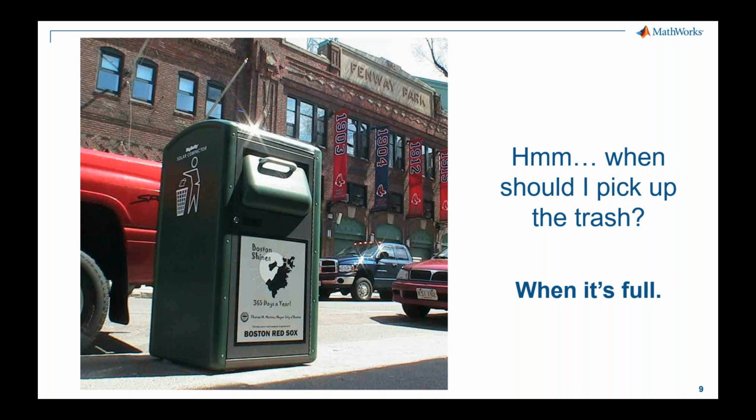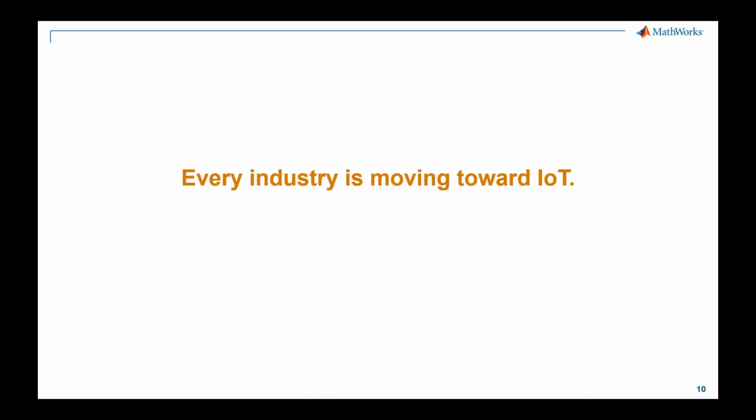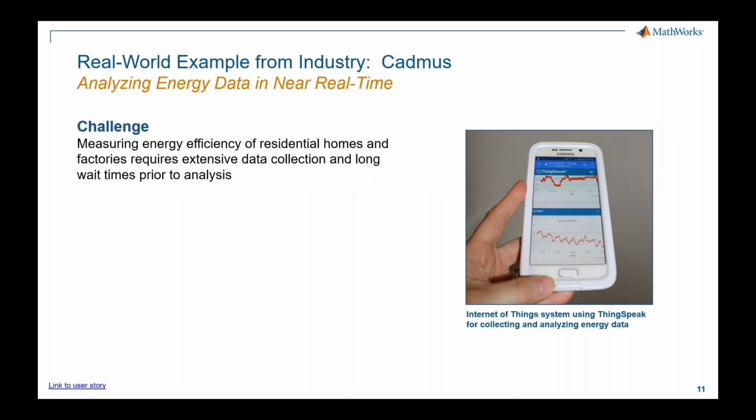So we know that every industry is moving towards IoT. So let's see one real world example of what one particular industry is doing using this technology. This is an example of Cadmus. Cadmus is an energy management solution consulting firm, and they were faced with a very difficult challenge. That was to measure energy efficiency of the residential homes.